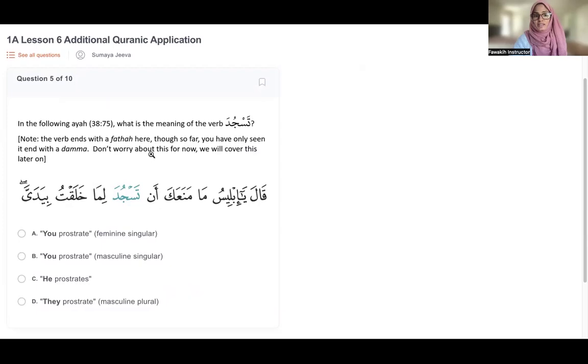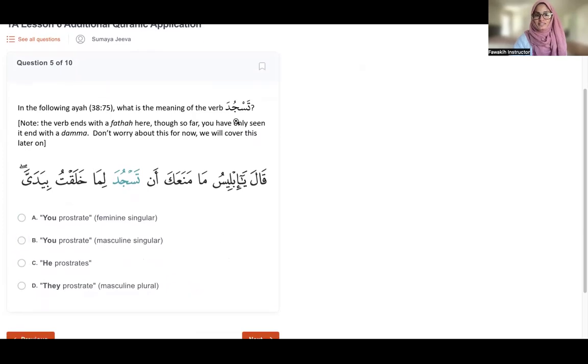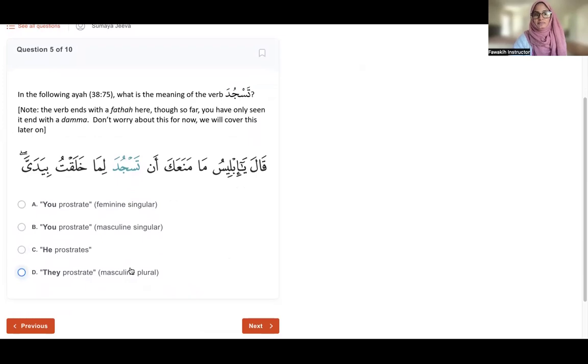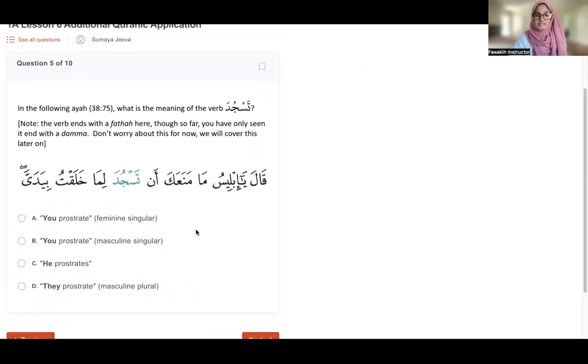Then we have here in the following ayah, what is the meaning of the verb tasjuda? Note that the verb here ends with a fatha, and there's a reason for that. Okay, don't worry about it. Just focus on the tasjud part. Okay, what does it mean? This is when addressed to Iblis. Yeah, qala ya Iblis. Oh Iblis, ma mana'aka. Here's the word again, mana'a. What is preventing you? Mana'aka. أن تسجد لما خلقت بيدي.